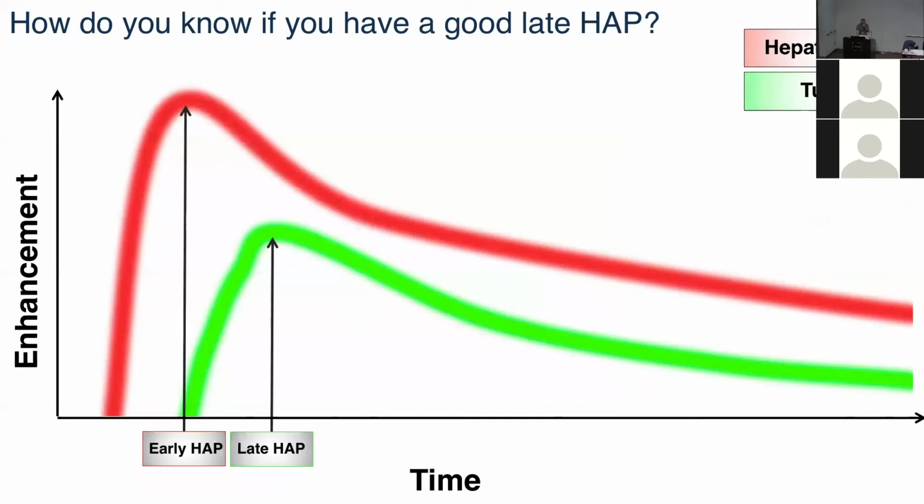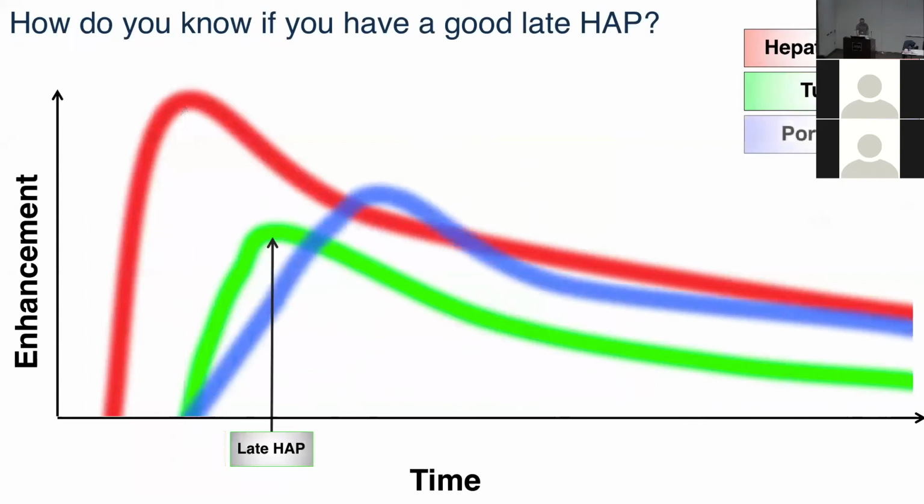Now, another question then is, how do you know when you have a good arterial phase? Well, the way you can tell is, let's focus now on that late arterial phase and remind ourselves that when we have late arterial phase, we should see contrast in the portal vein.